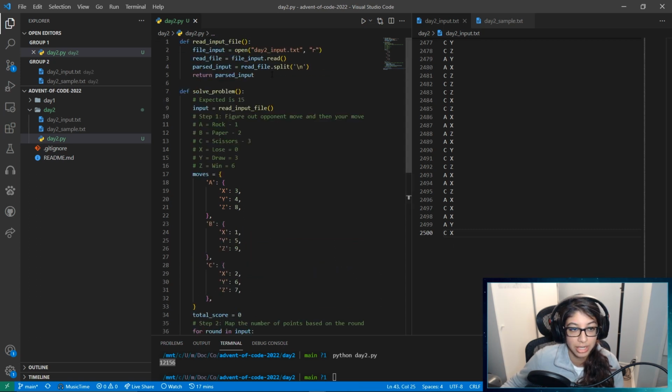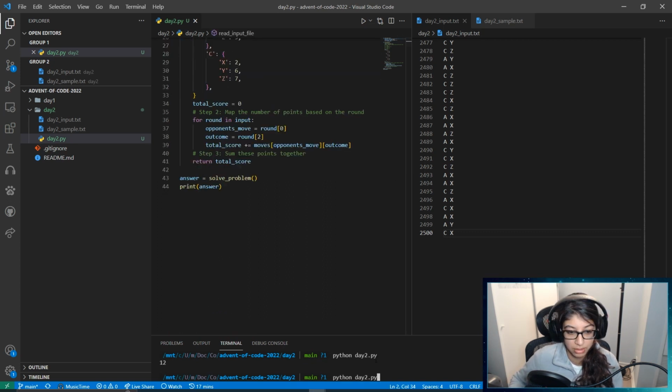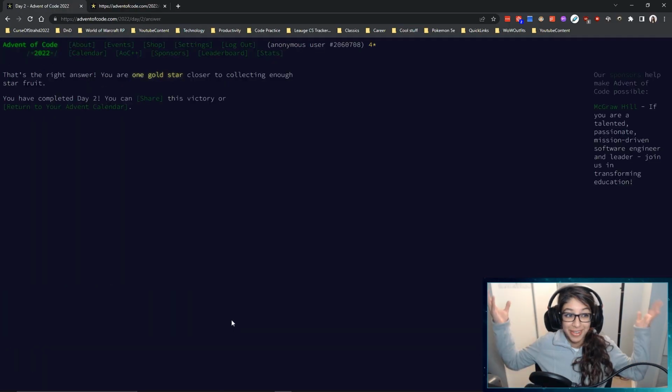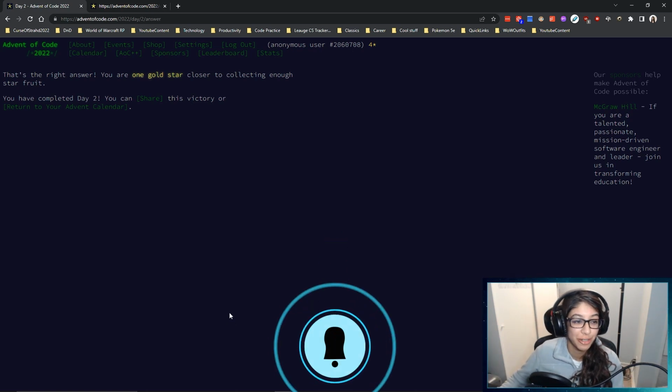So let's check that against the sample. I believe the sample gave us 12, so let's do that. Yep, 12. Okay, perfect. So now let's run that against the input. Okay, 10,835. All right, we did it. We completed day 2 of Advent of Code.